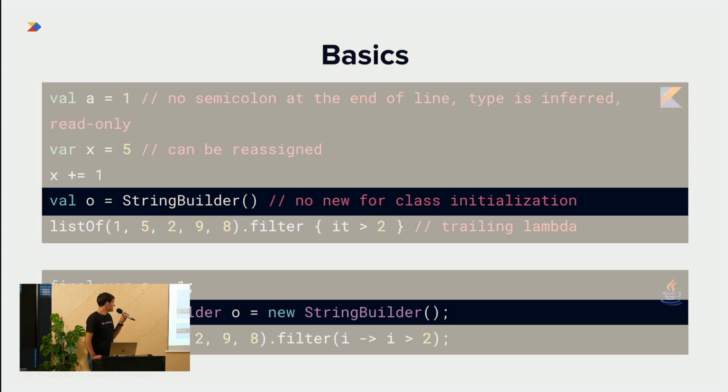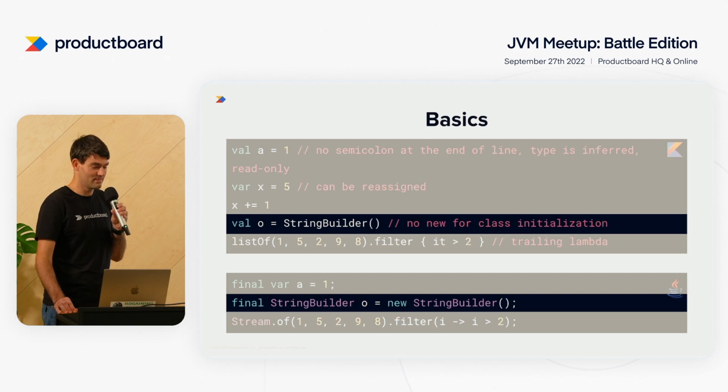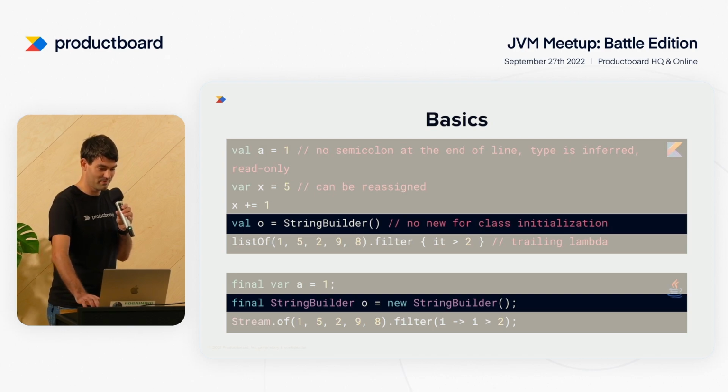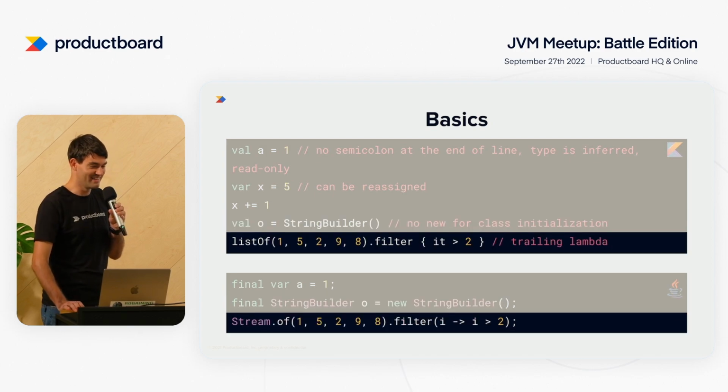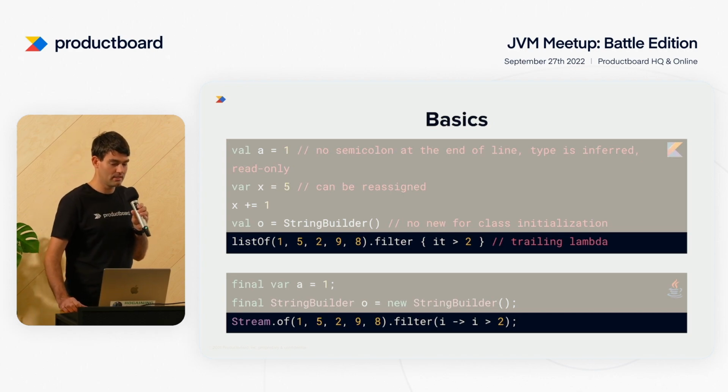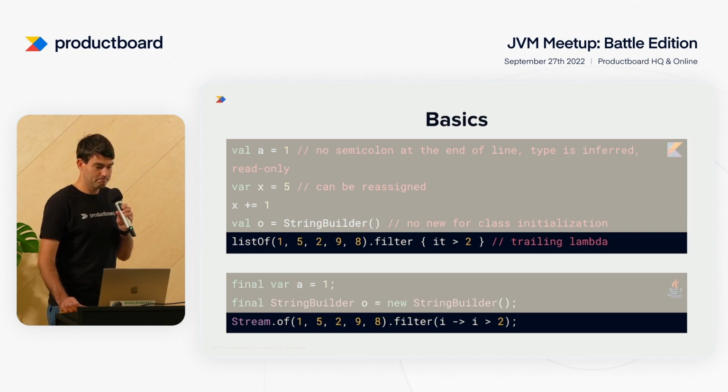Another thing is that you don't need to use the new keyword when you instantiate a new class. Why use new when it's clear that you are calling some constructor, right? And another thing is that when you are using a trailing lambda, which means that the lambda is the last parameter of function arguments, you don't need to use parentheses.